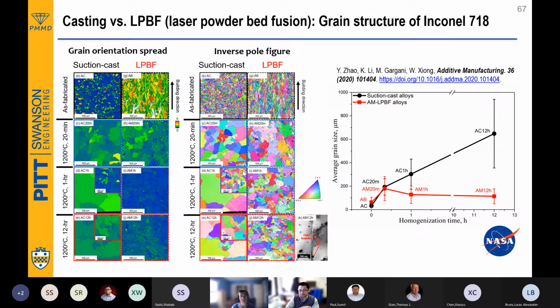Okay, so I will quickly wrap up some of the things here. But then, you have LPBF, you see, interesting. You have 1200 degrees C for 12 hours. You still keep very small size of the grains. But if you have the suction cast, you actually get very large grain size, and even sometimes you can call it abnormal grain growth.